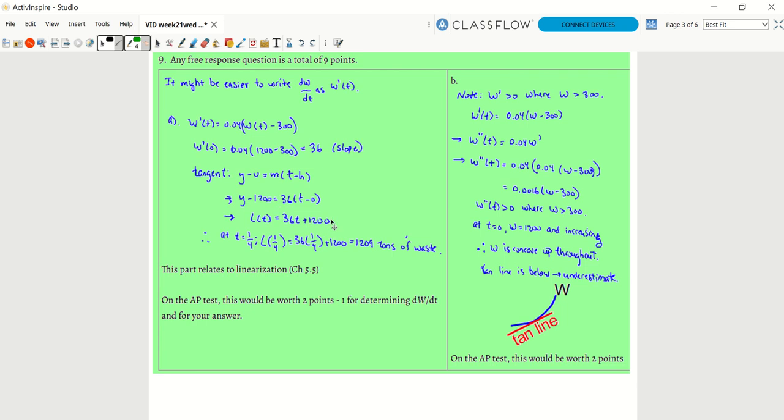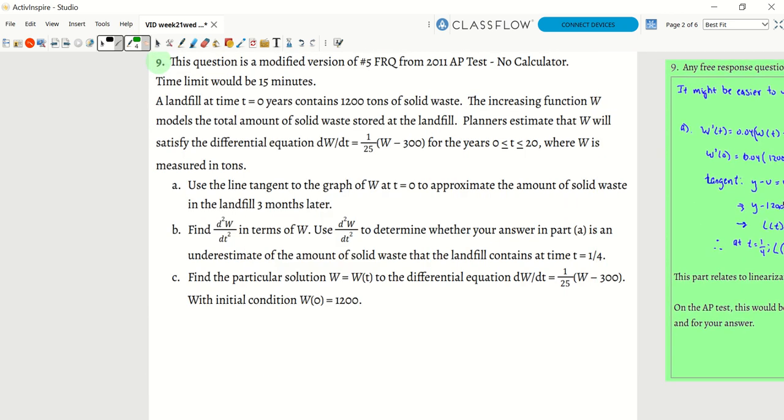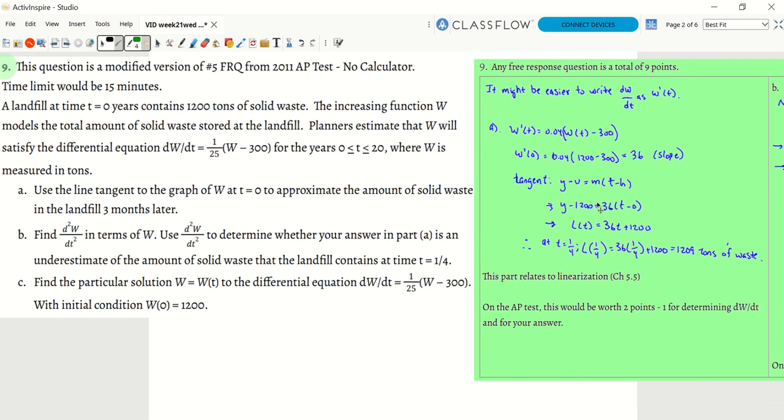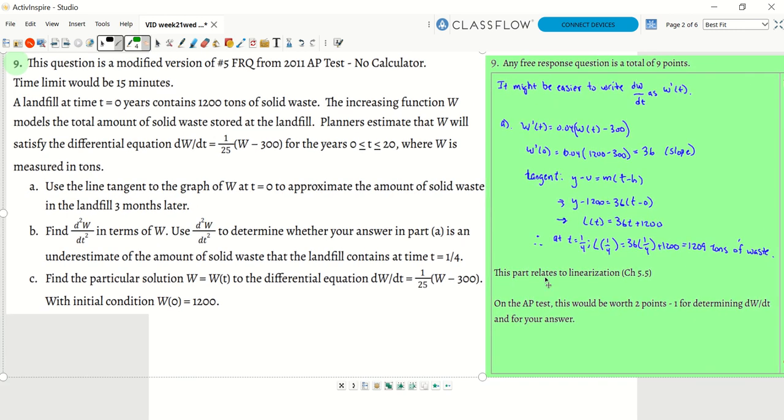Let me see if I can get this side by side. Okay, so basically we got this equation over here, and they just converted this into decimal form, which you should be able to do in your head because this is basically 4%. Okay, and then this is the derivative.